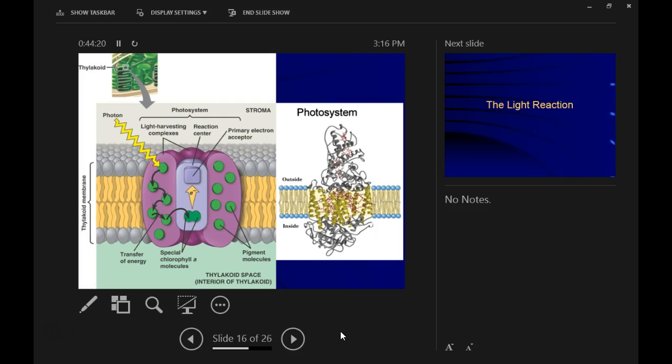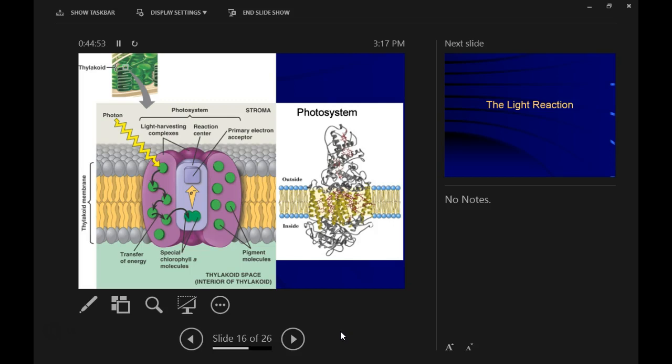Now, this is what a photosystem looks like. You can see that it's some pretty wild transmembrane proteins, and if you look real close, you can see, oh, look at all the chlorophyll. That's all chlorophyll A embedded in there. And this is all taking place right here in the thylakoid membrane. Okay. Any questions on how a photosystem works?